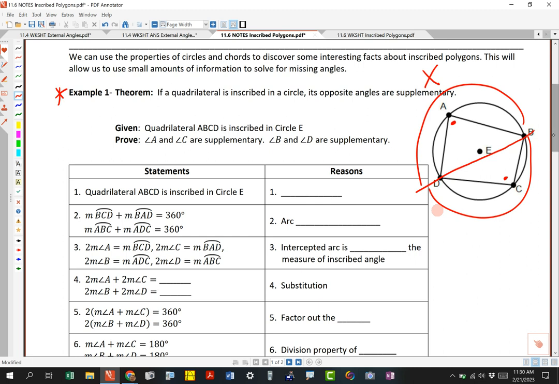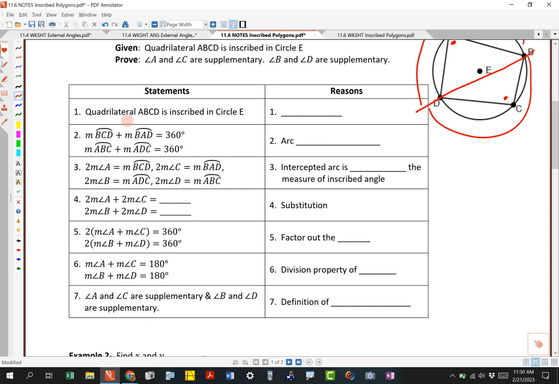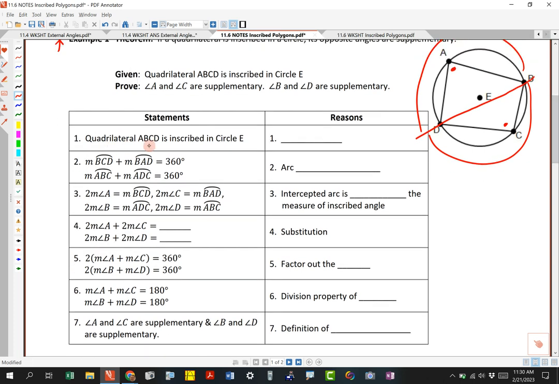So let's run through this proof here. Here's the quadrilateral. It's ABCD, and it's inscribed in circle E. Again, the circle is named by the center, okay? And the reason for that is that's given. They told us that.